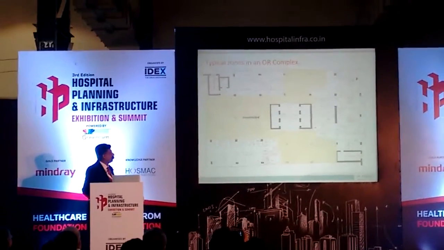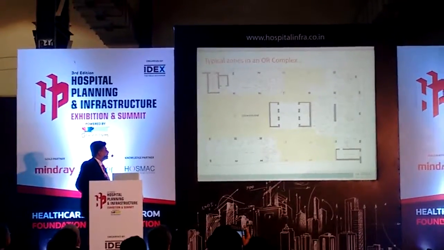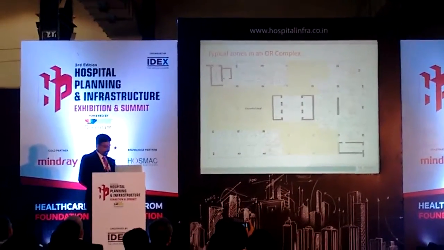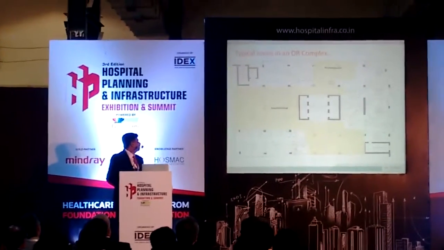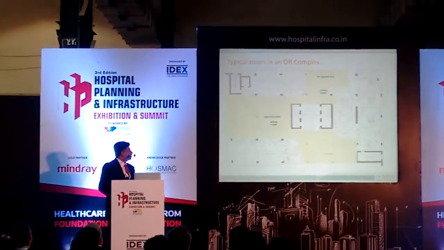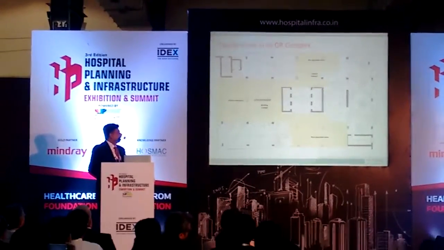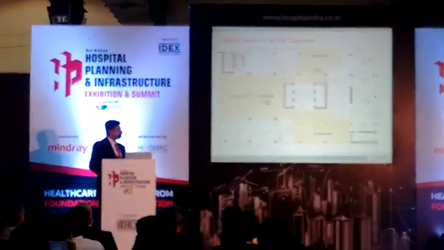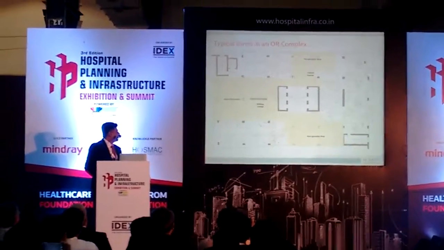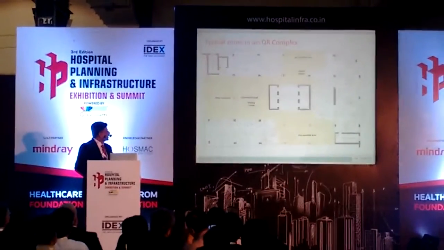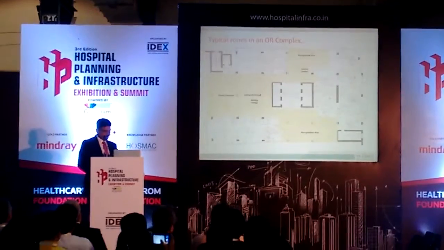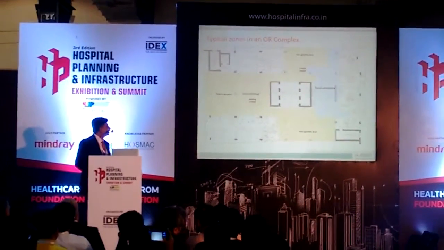You see the green portion I have marked, which is the unrestricted zone of the OR complex. It includes the control station and the transfer trolley bay, which I'll talk about further. Then there are the pre-operative and post-operative areas, the waiting lounge, and the phase 2 recovery. This is the complete unrestricted zone of an operation theatre complex.